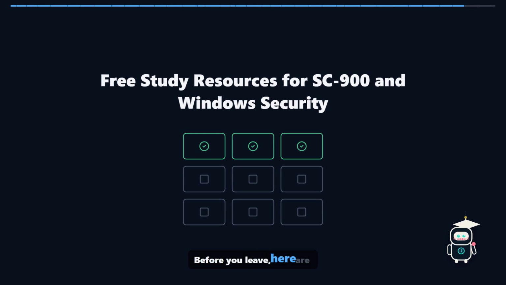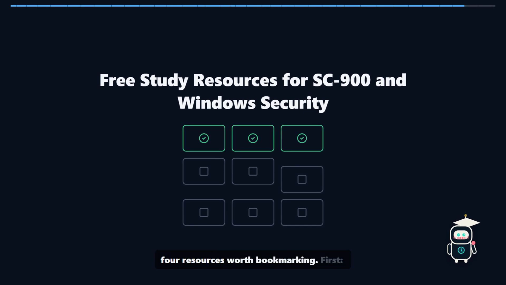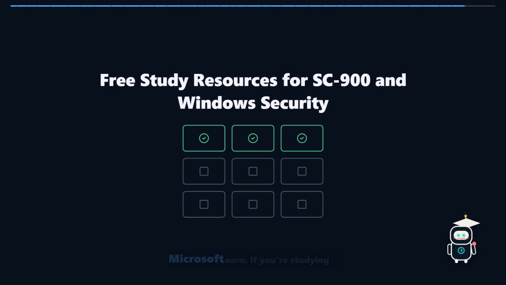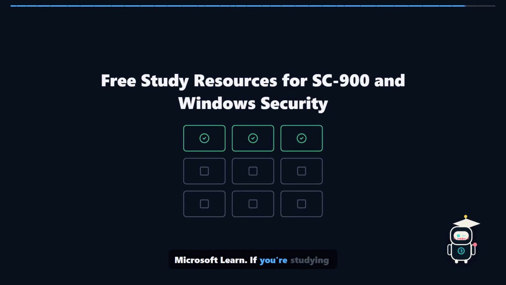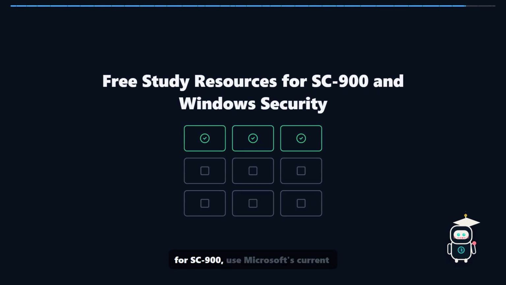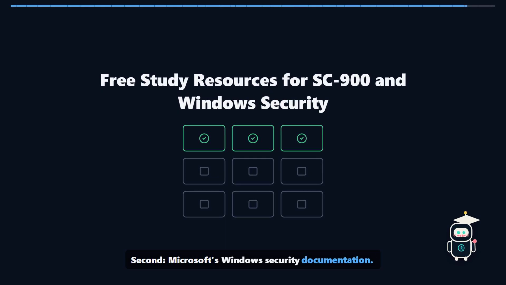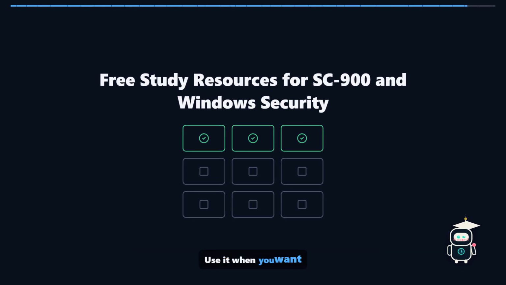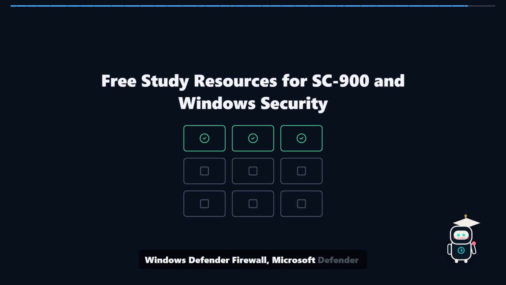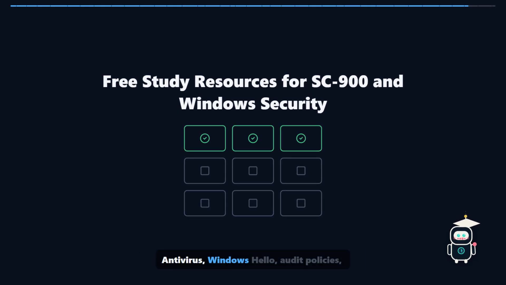Before you leave, here are 4 resources worth bookmarking. First, Microsoft Learn. If you're studying for SC-900, use Microsoft's current study guide and official training as your primary certification source. Second, Microsoft's Windows security documentation. Use it when you want to go deeper into BitLocker, Windows Defender Firewall, Microsoft Defender Antivirus, Windows Hello, audit policies, and other built-in security features.